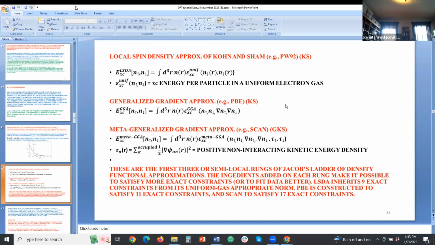The GGAs achieve considerable improvement for the properties of molecules and solids over LSDA, but it's still not really enough of an improvement to be satisfactory. So we go to the third one, where we have the meta-generalized gradient approximations. An example of this would be the SCAN meta-GGA, which I'll talk about more in my research talk.